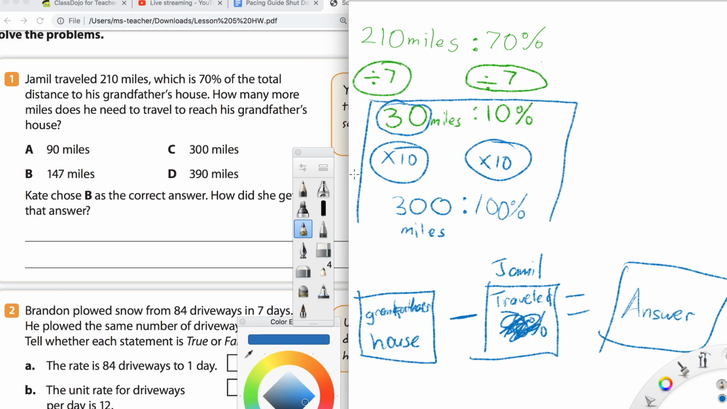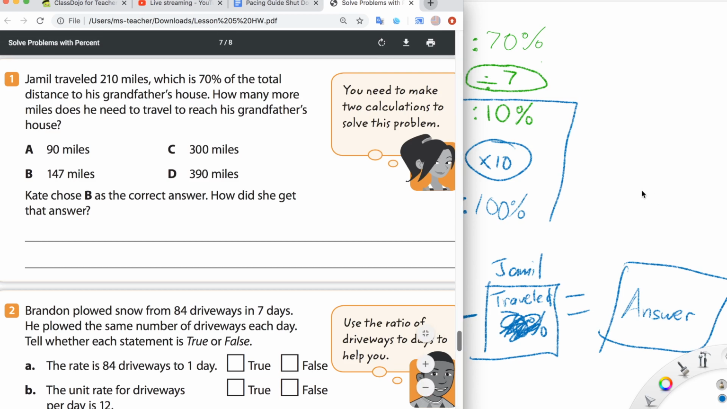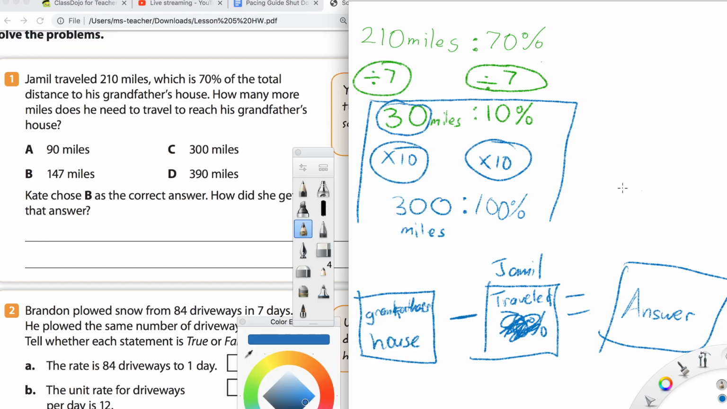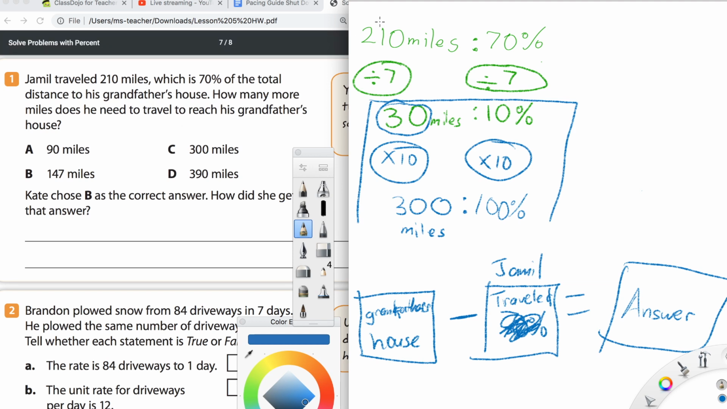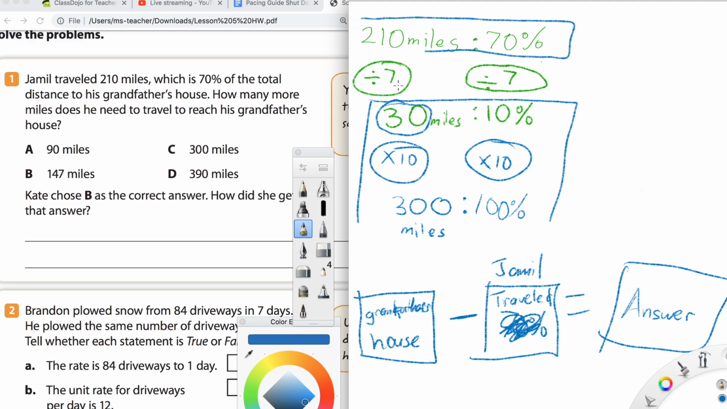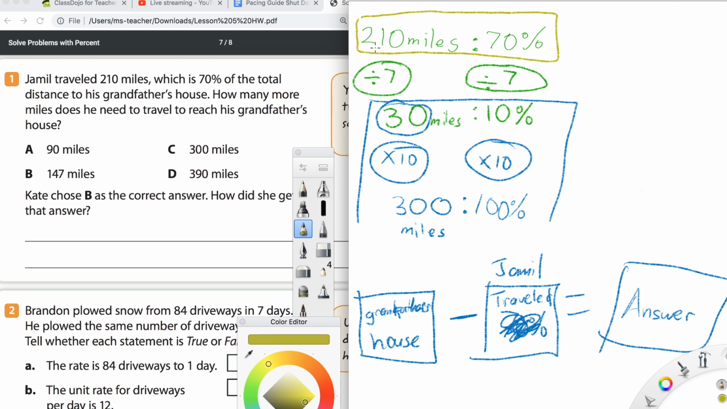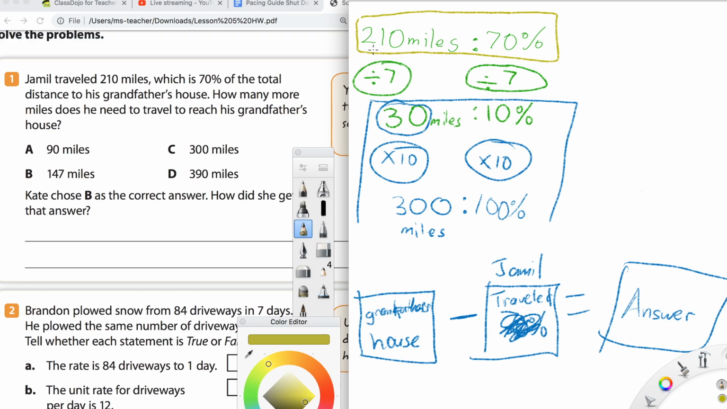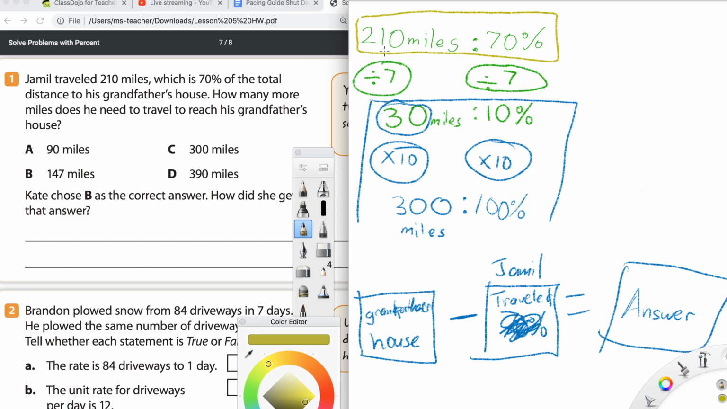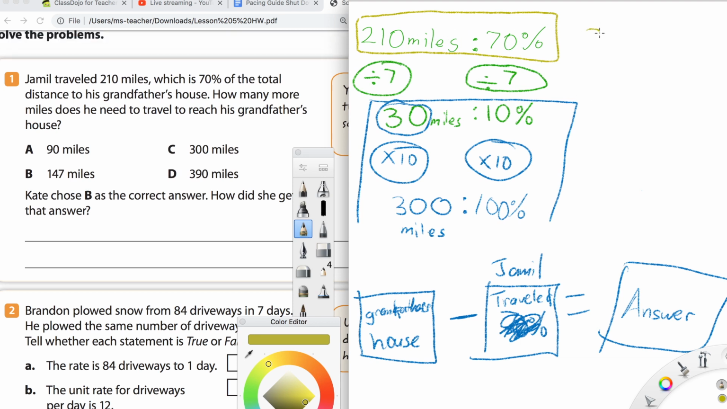Now let's go to number 2. Oh wait, we haven't finished number 1. It says Kate chose B as the correct answer, which is 147. How did she get 147? 147 is less than our original 210. Let's do it with yellow because this is the other part. This 210 miles was 70%; they gave us that in the beginning. She got an answer less than 210, which means she must have multiplied by this percentage. I'm pretty sure she did 210 times 0.70.